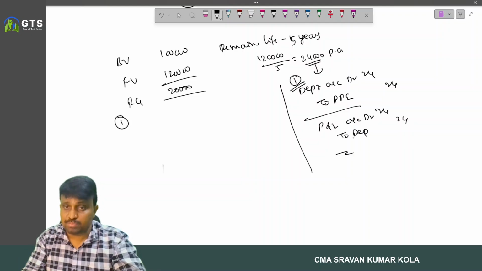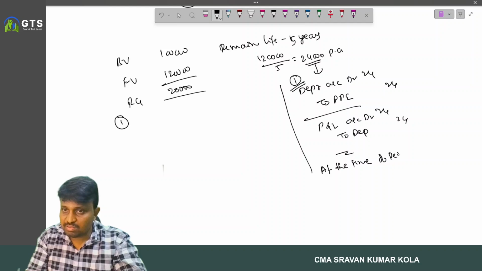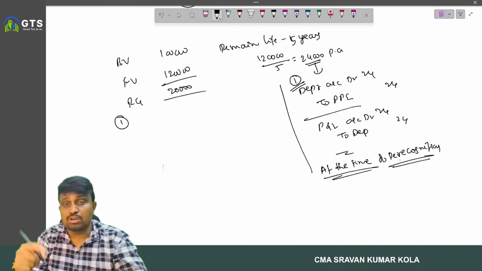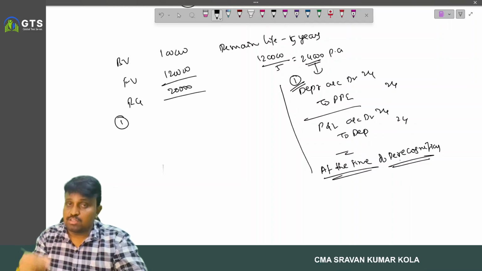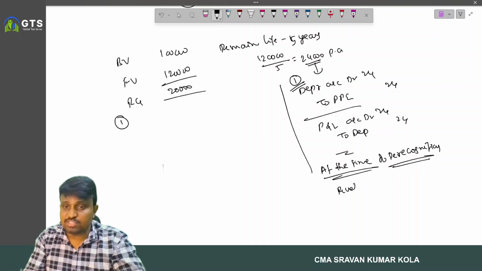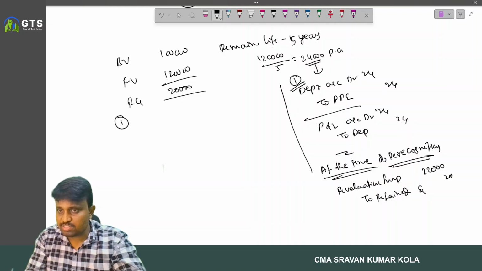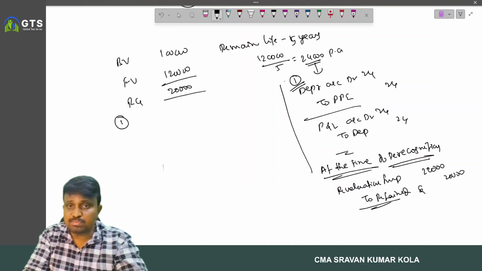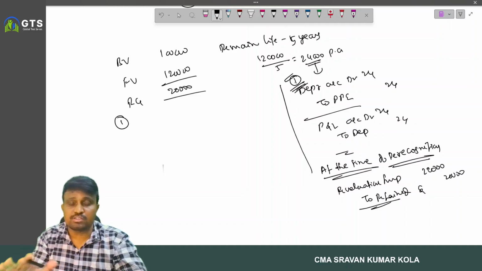Don't disturb the revaluation surplus. At the time of derecognition of an asset, when the asset has been sold or disposed of, or the life of the asset has been completed, whatever balance is there in revaluation surplus is transferred to retained earnings. How much amount is that? 20,000 is transferred to retained earnings, because in this method, revaluation surplus is not affected.